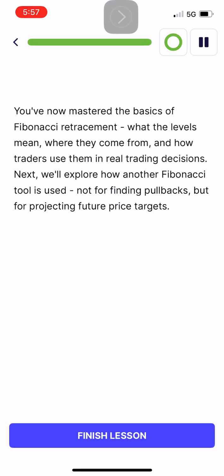You've now mastered the basics of Fibonacci retracement, what the levels mean, where they come from, and how traders use them in real trading decisions. Next, we'll explore how another Fibonacci tool is used, not for finding pullbacks, but for projecting future price targets.